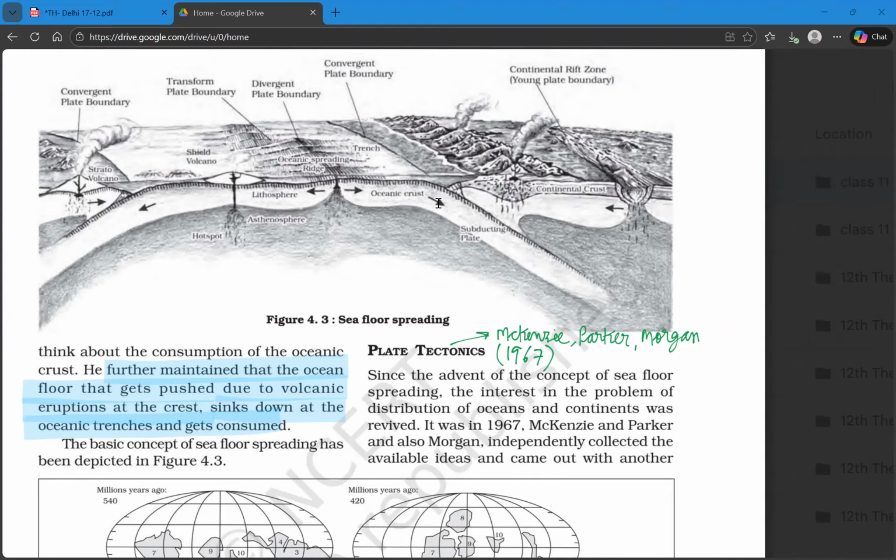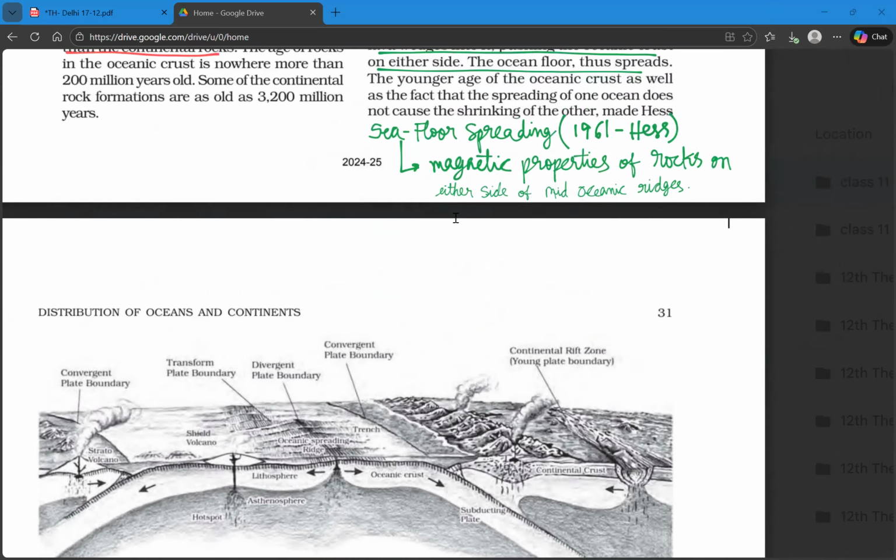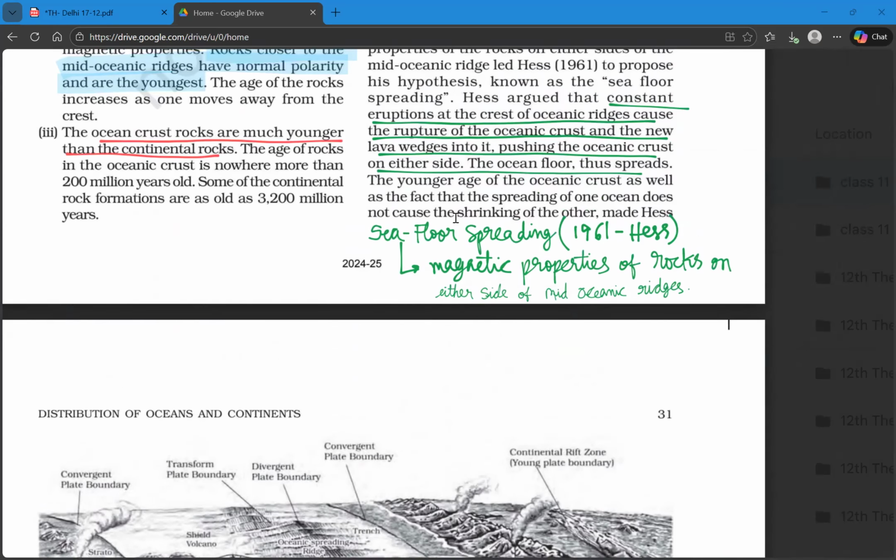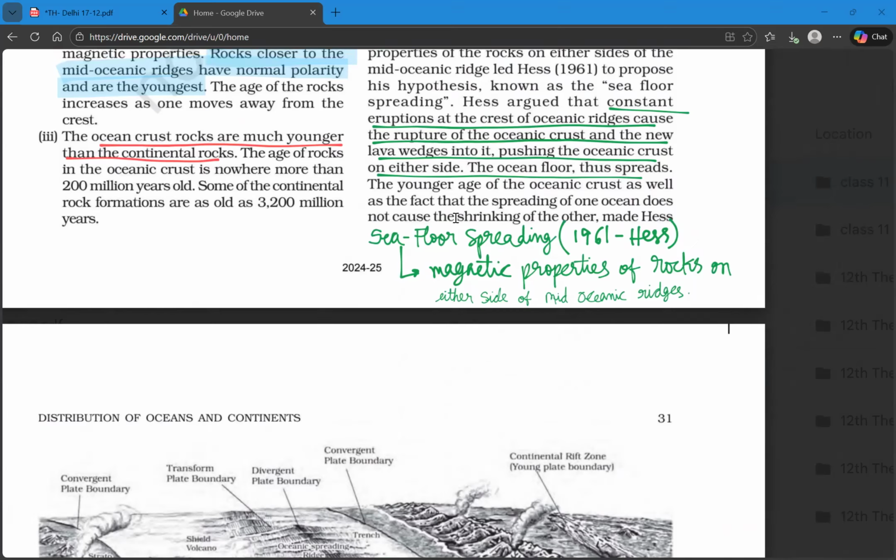So this is how the seafloor spreads. As the new lava wedges into it, a new ocean floor is being made here, and the old ocean floor is getting subducted here. So this is called the seafloor spreading theory given by Hess in 1961.